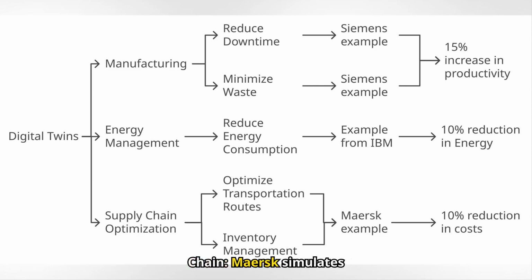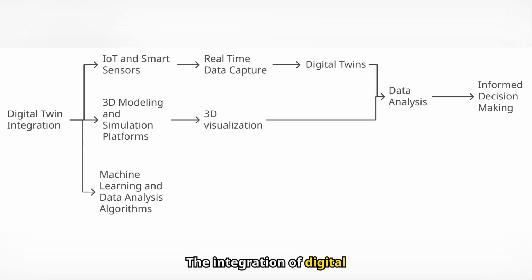Logistics and supply chain. Maersk simulates maritime routes and optimizes the use of containers, reducing logistics costs by 10%. The integration of digital twins relies on advanced technologies that facilitate their functionality. IoT and smart sensors. They capture real-time data, as shown in this image, connecting physical assets with their virtual replicas.